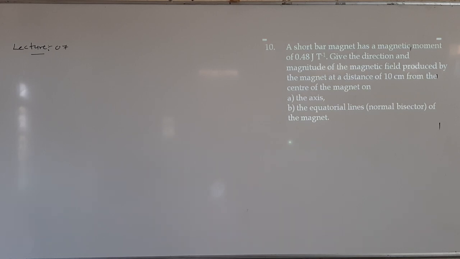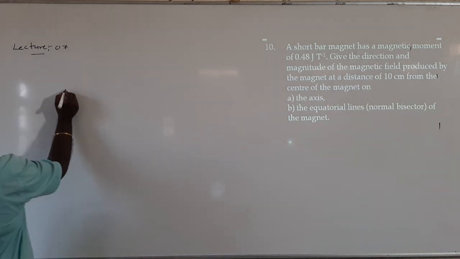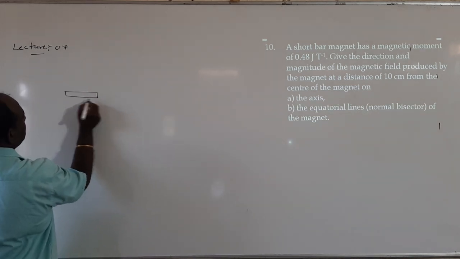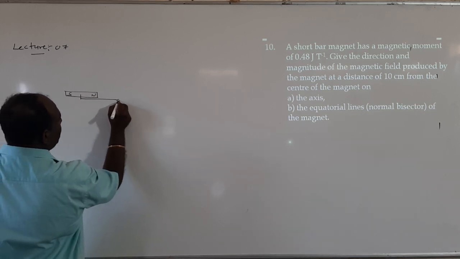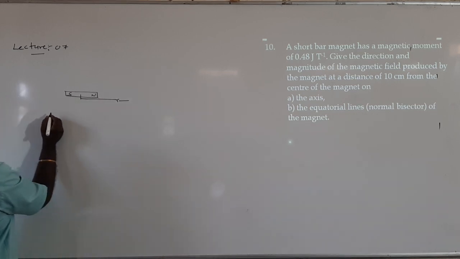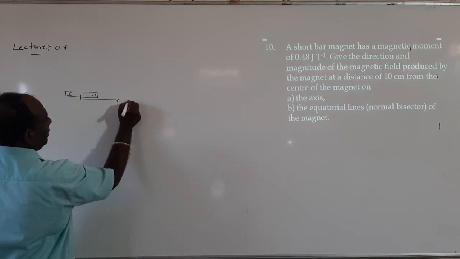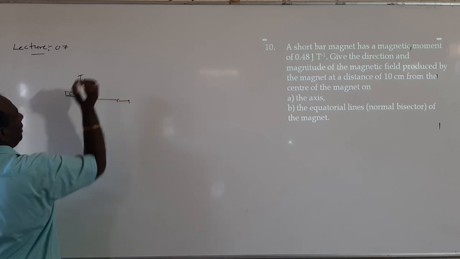Now come to the next question. A short bar magnet has magnetic moment 0.48 joule per Tesla. Find the magnitude and direction of the magnetic field produced by the magnet at a distance of 10 centimeters from the center of the magnet along the axis and along the equatorial plane. So this is the question they are asking. This is a short bar magnet. Assume this is the south pole and north pole. They are asking from the center at a distance r. R value 10 centimeters they give. What is the magnetic field on the equatorial plane and along the axial line?